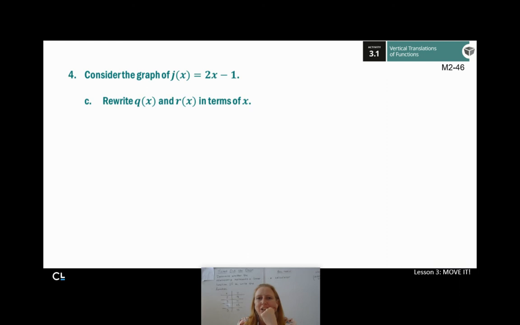Okay, this is all fine and good, but I don't want q of x to be in terms of j of x. Can you rewrite q of x and r of x in terms of x? So here we have our q of x equals j of x plus 4, right? We wrote that earlier, but we know what j of x is. So everywhere you see j of x, you can replace it with 2x minus 1. Can you do that and then clean it up and then do it again for r of x? Hit pause, work it out, hit play to check your work.